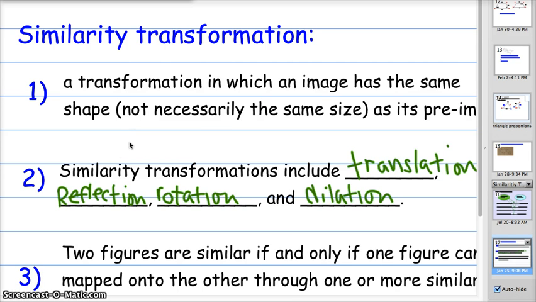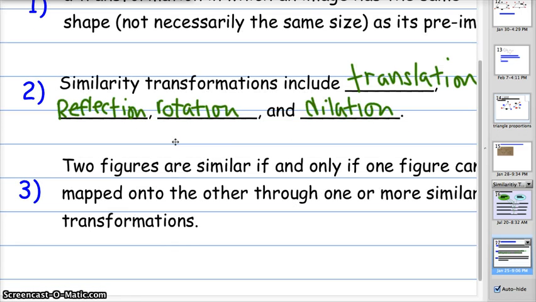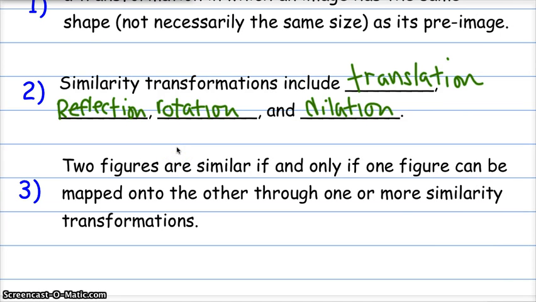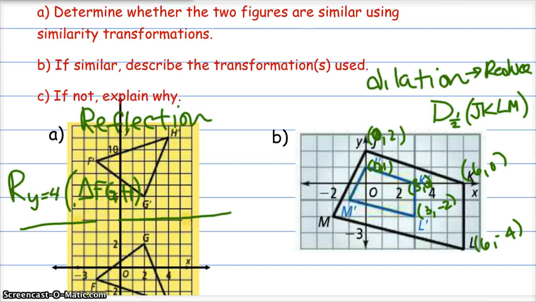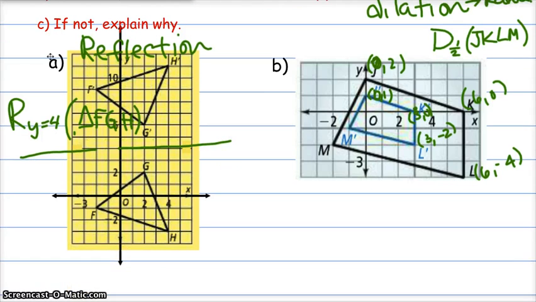We wrote on Friday that similarity transformations include a translation, which is a slide, a reflection, which is a flip, a rotation, which is a turn, and a dilation, which reduces or enlarges the figure. Two figures are similar if and only if one figure can be mapped onto the other through one or more similarity transformations.